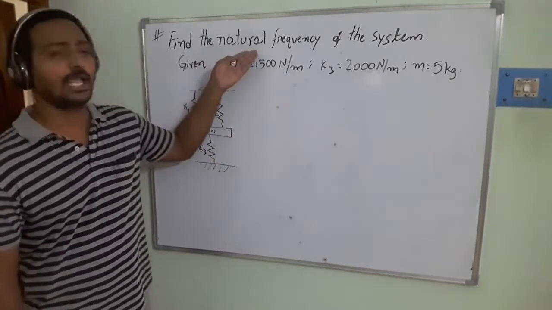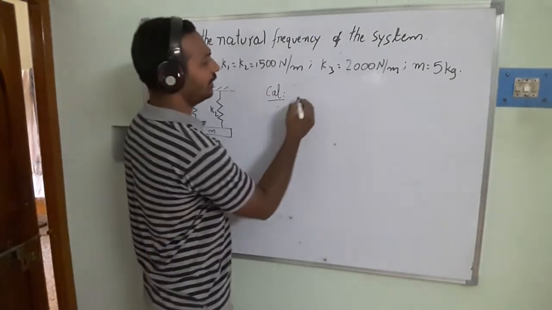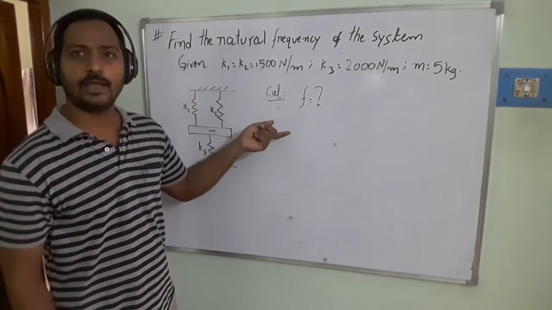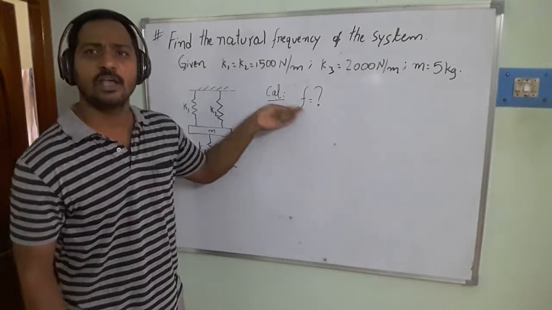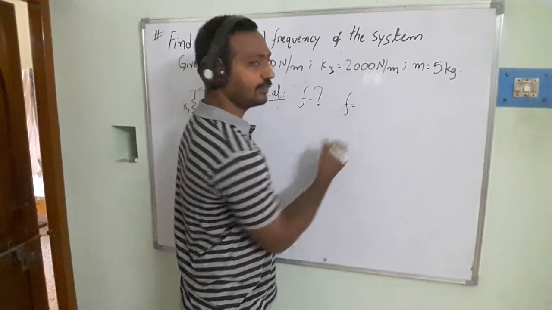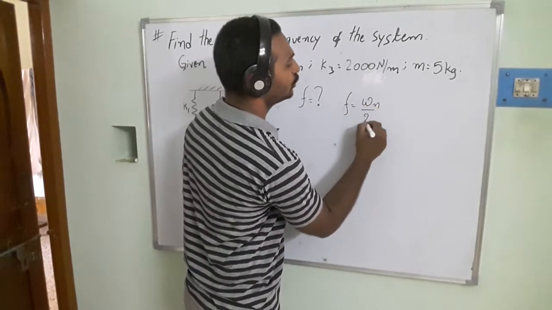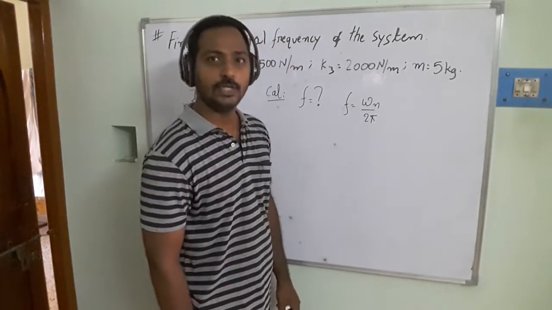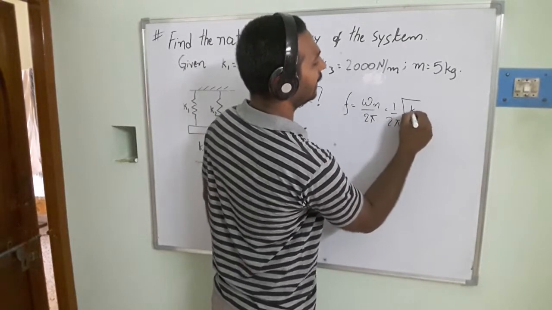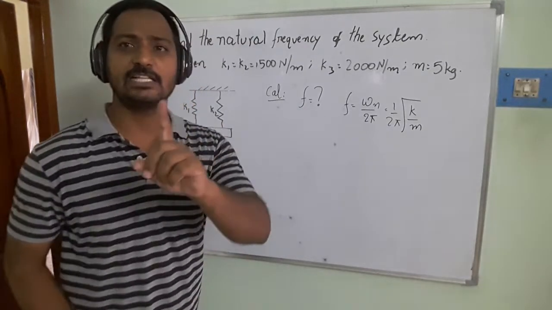Then what do we want to calculate from this? The calculation part is the natural frequency, that is F, we need to calculate. So what is the formula for F? First we analyze what we want to calculate and what parameters we require. F is equal to natural frequency, that is omega n by 2 pi. So that is equal to 1 by 2 pi square root of k by m. Right? This is the natural frequency when we have a single spring and a mass.